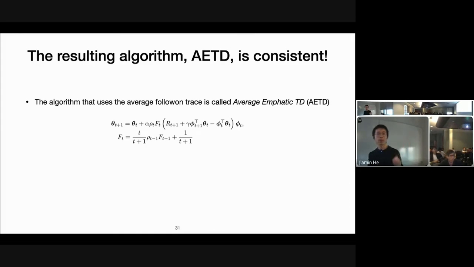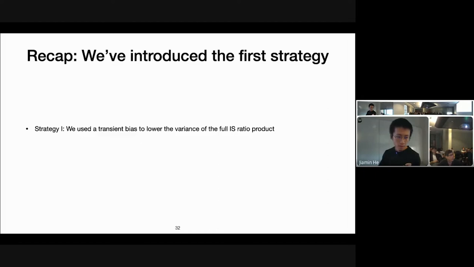Oh, yeah, good question. The question is, what is transient bias? Transient bias means the bias is not persistent. That means it will gradually go away and decay to zero. Because if you remember, the weight that it gives to the IS ratio product on the top is 1 over t plus 1. When t is small, this weight can be big. But when t goes to infinity, this will just go to 0.